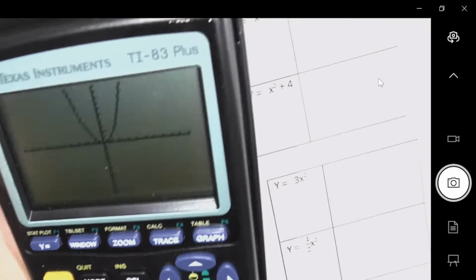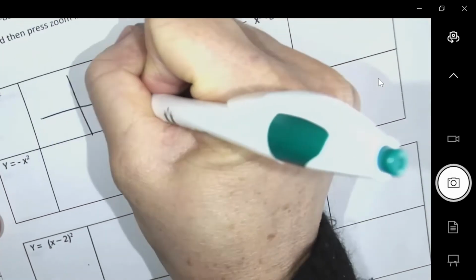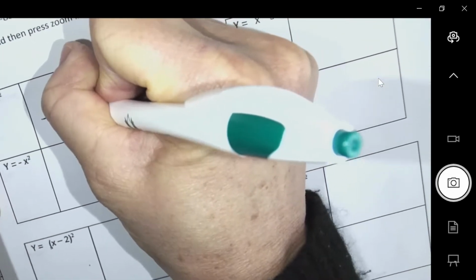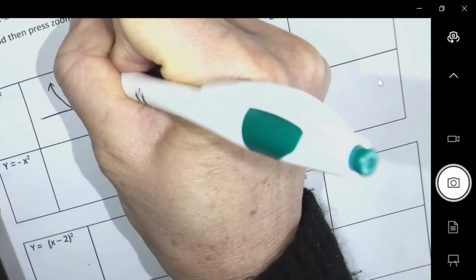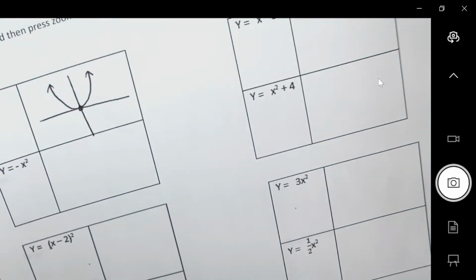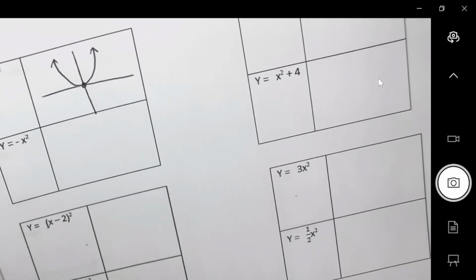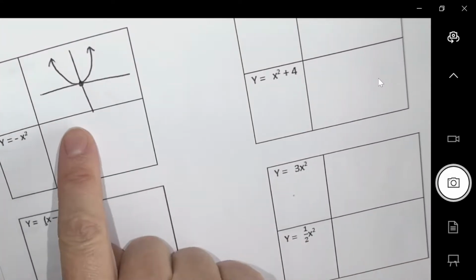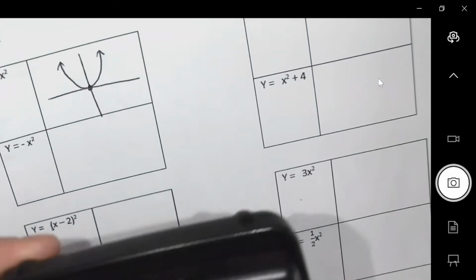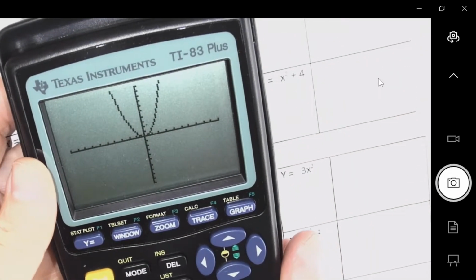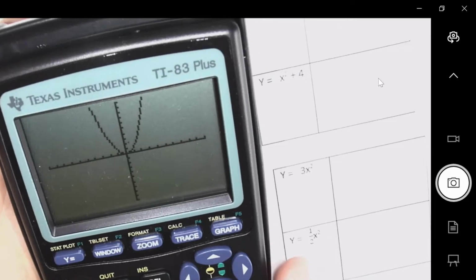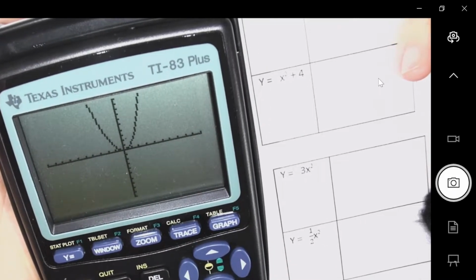Okay, so that means that's what I'm seeing. Is everybody else seeing that on their screen? That's what mine looks like. Okay, let's play around here.